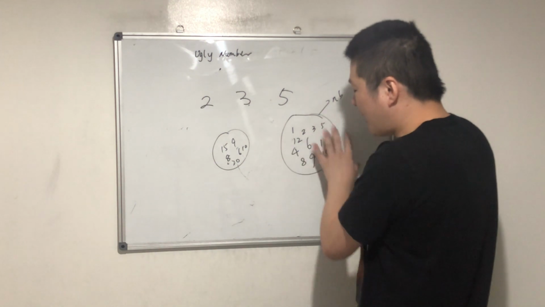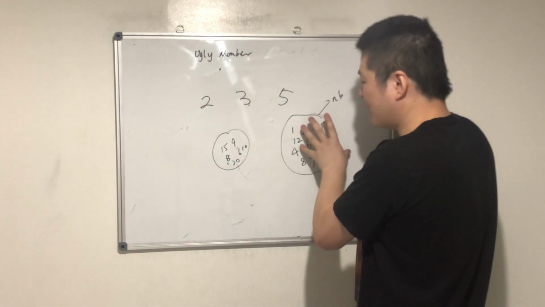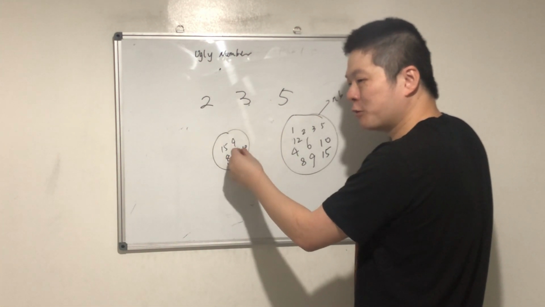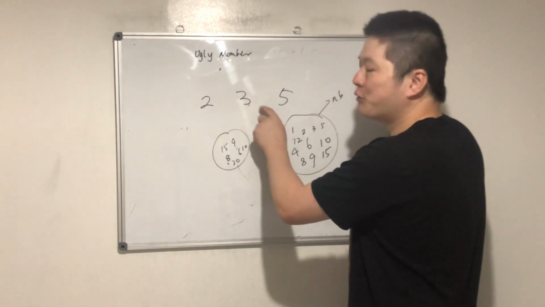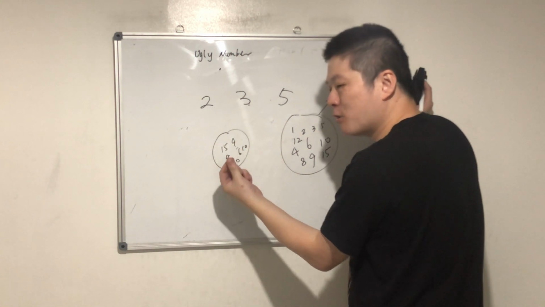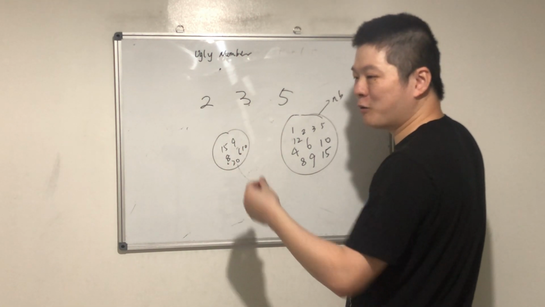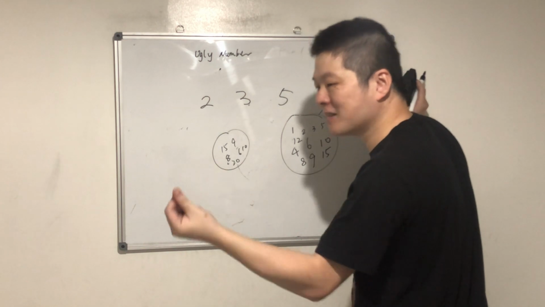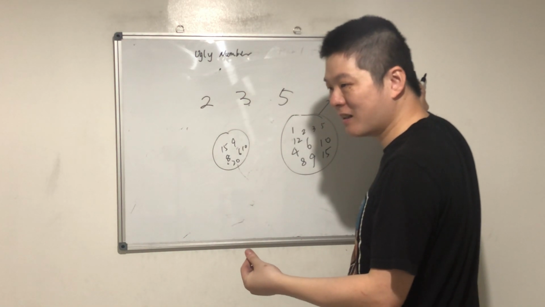We remember the numbers we have seen, the ugly numbers we have seen. These are the current ugly numbers we haven't multiplied by 2, 3, 5. So we're doing this n times. Every time we take out the smallest. Now what does it mean? We repeat this n times, then that will be the nth ugly number.